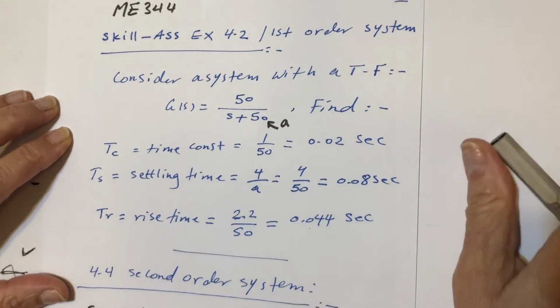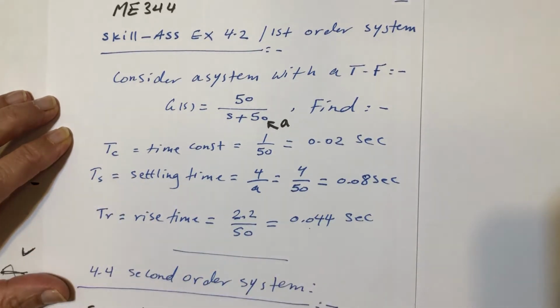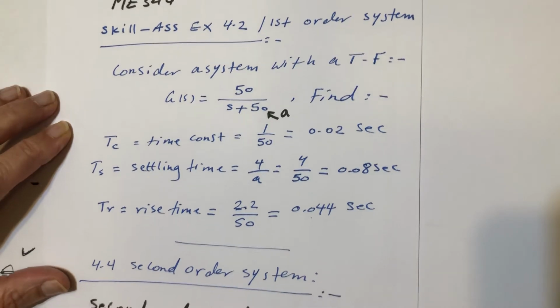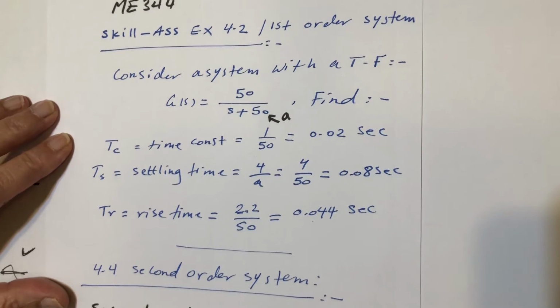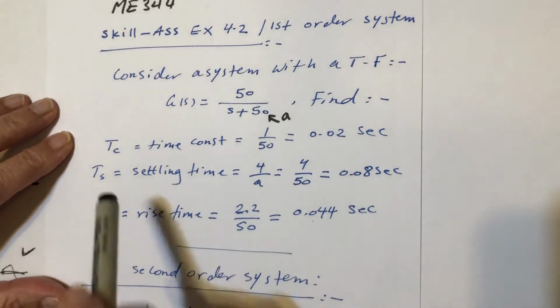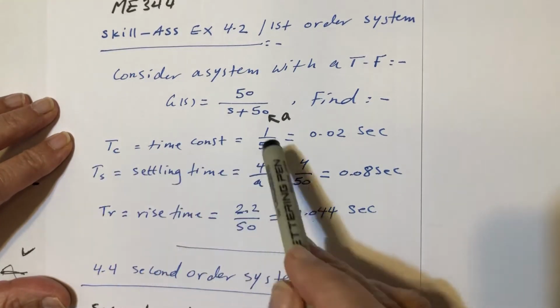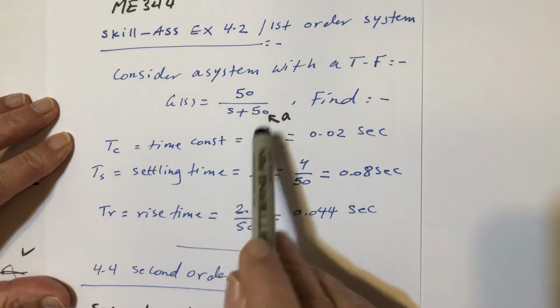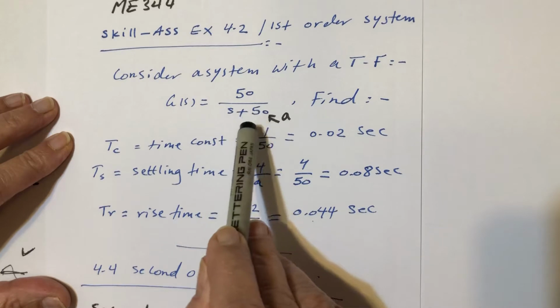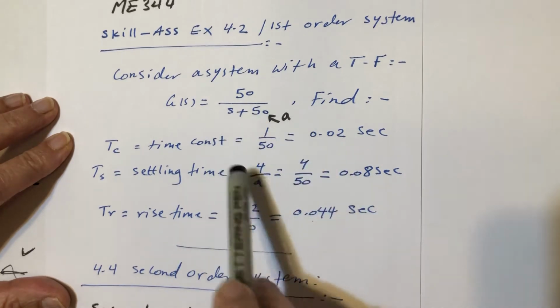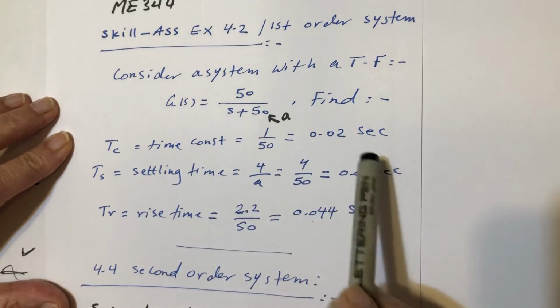Of course, settling time and time constant we found before in the previous video, so when you see that video, you will understand what I'm talking about. The time constant Tc equals 1 over A. 1 over the root of the equation, the one in the denominator. So the time constant equals 0.02 second.